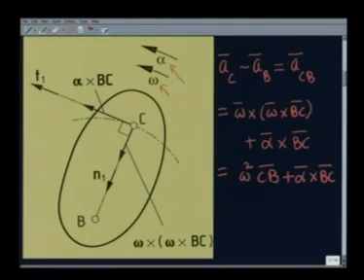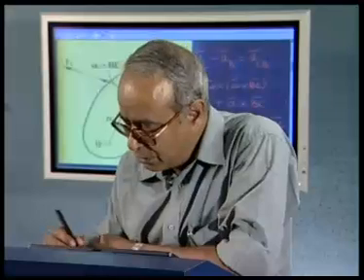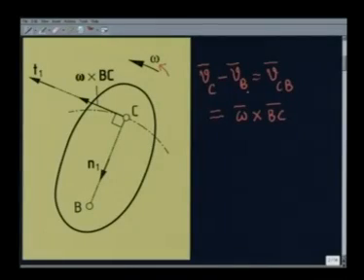That means it will be perpendicular to the vector BC in the sense of alpha. If alpha is counterclockwise, then it will be in this direction. If alpha is clockwise, then it will be in the opposite direction. So we get the relationship between the velocities of 2 points like B and C given by omega cross BC.